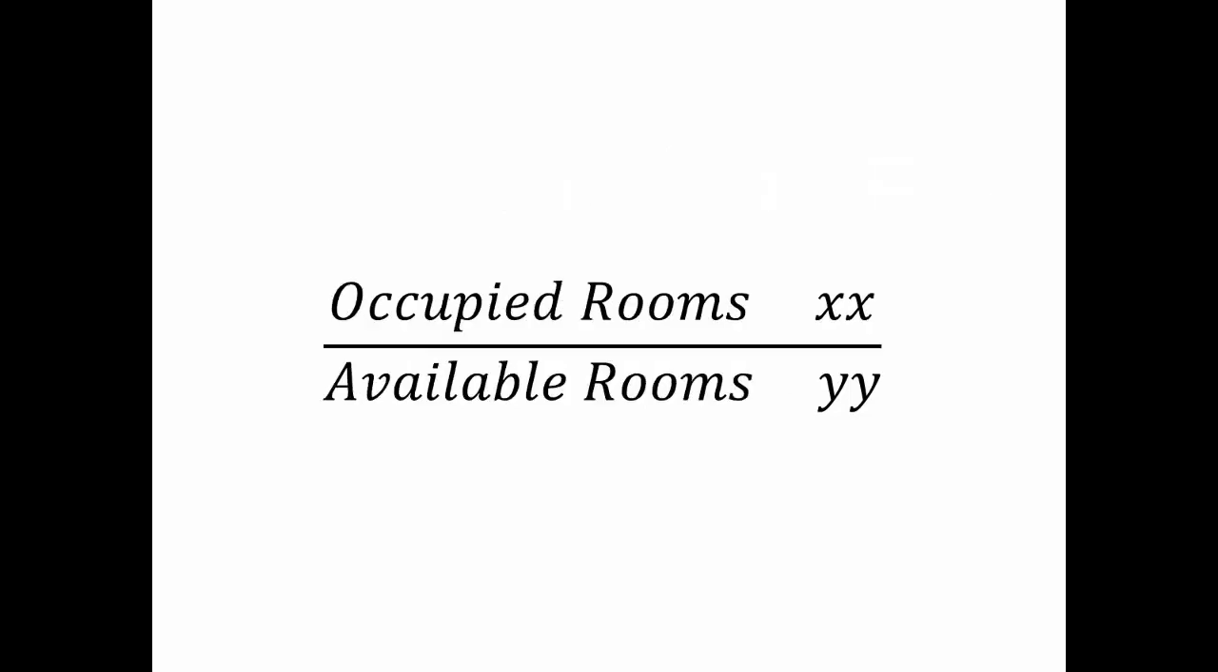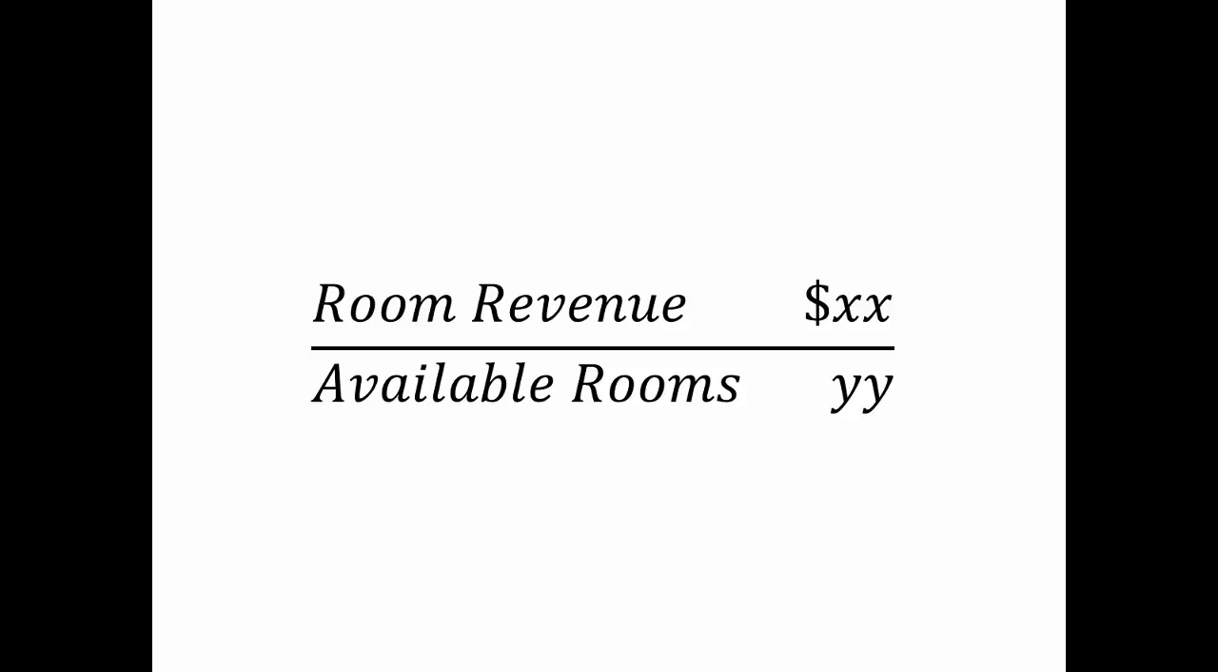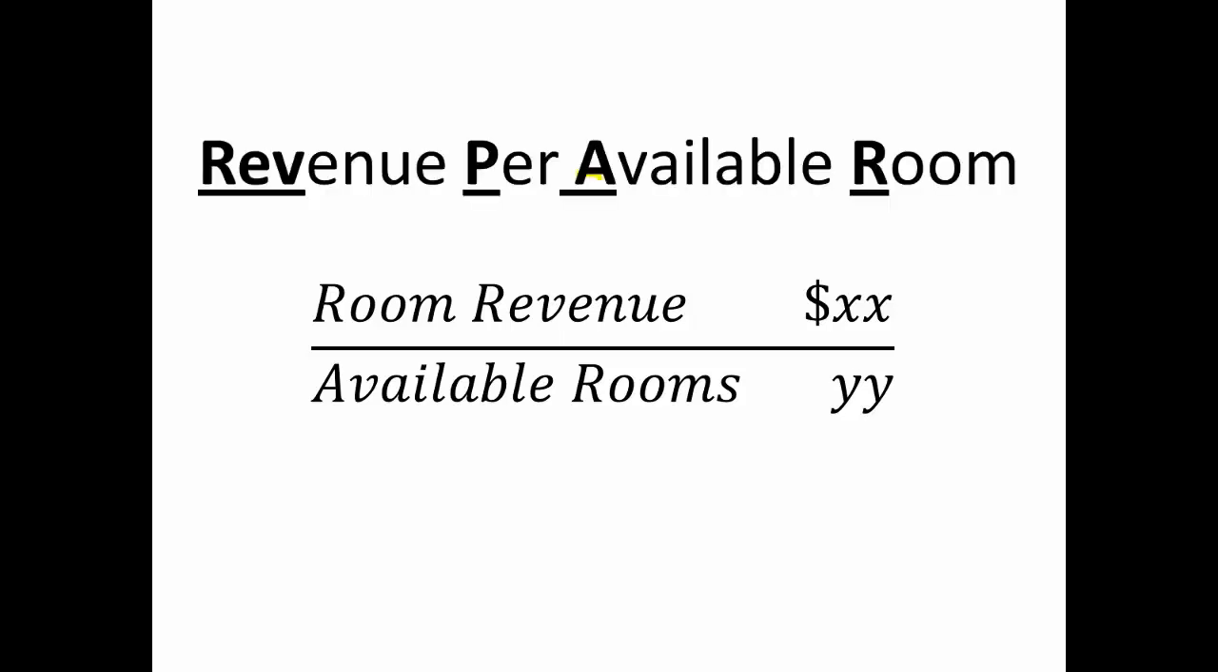If you look at occupied rooms divided by available rooms, you get your occupancy. Again, occupied rooms is just simply your rooms sold plus your complementary rooms. And so those two stats divided by each other give you occupancy. And finally, looking at room revenue divided by available rooms gives you your revenue per available room, which is RevPAR.